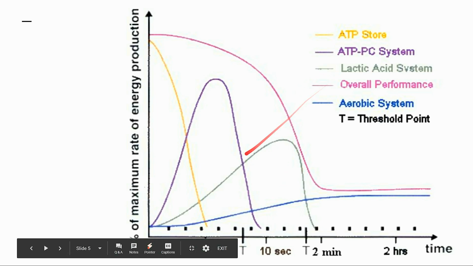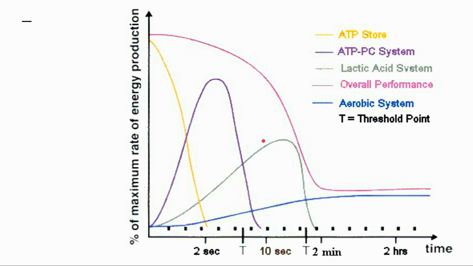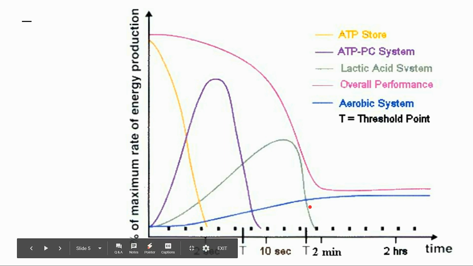The next system is the lactic acid system, or the anaerobic glycolytic system is another name for it. You can see this ramping up while the ATP and CP are running out, and then suddenly this is the main thing providing energy for performance. But again, it's going to run out. Those waste products are going to build up.